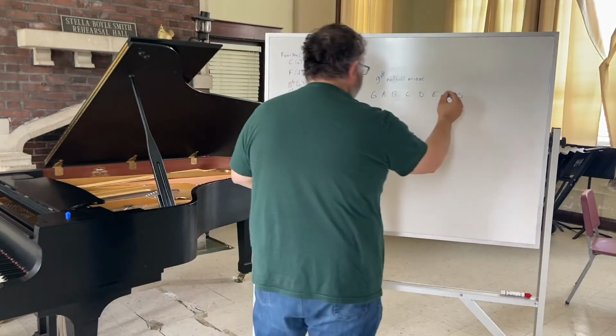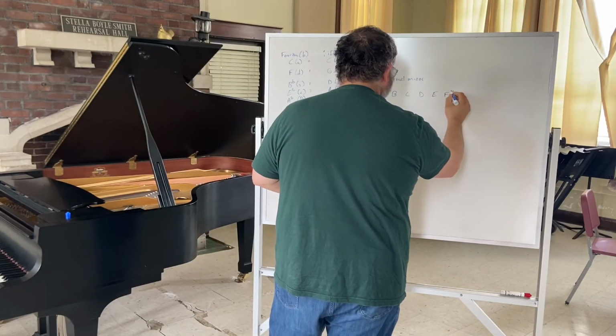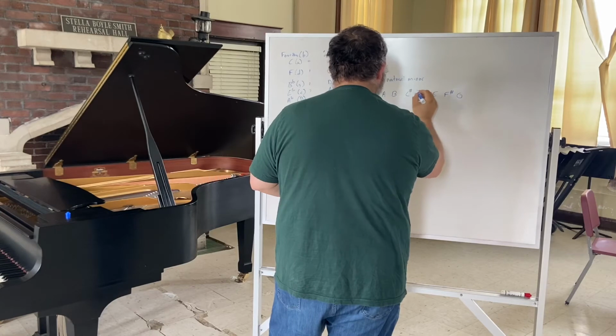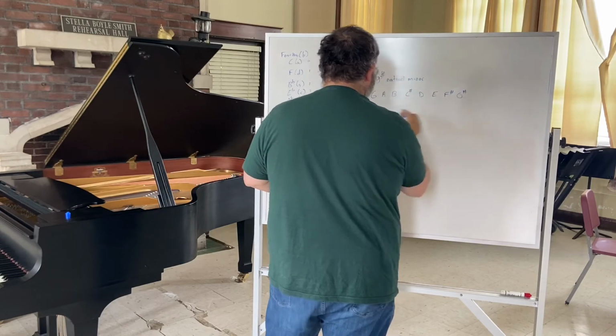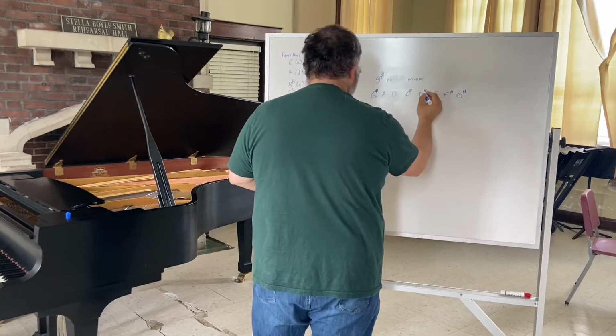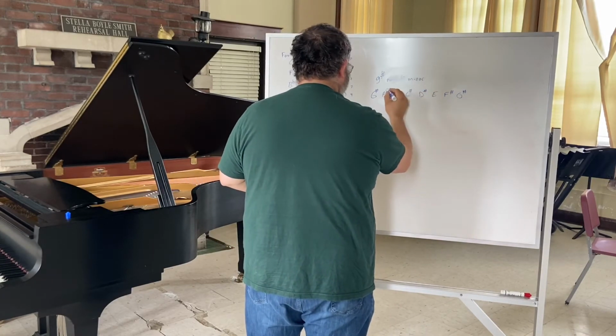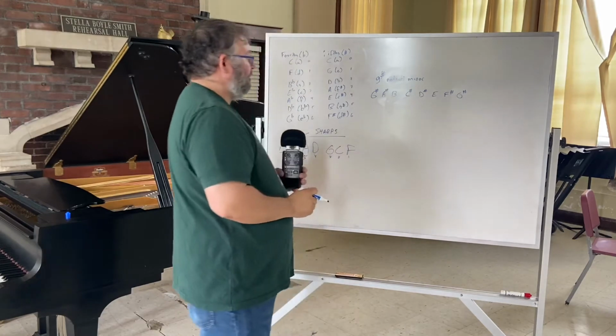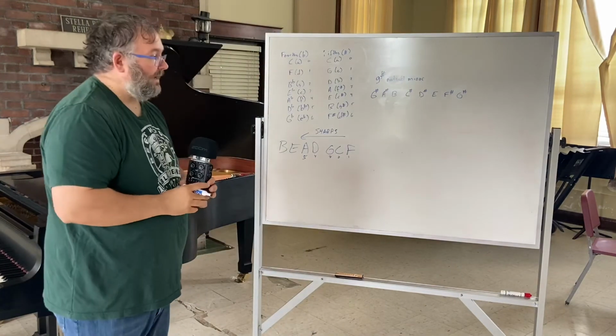All right, so it's going to be F sharp, C sharp, G sharp. This one happens twice because it's a full octave. And then D sharp, A sharp, and we're done. This is your G sharp natural minor scale.